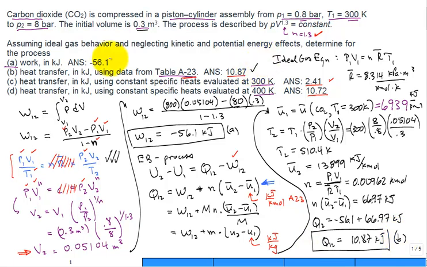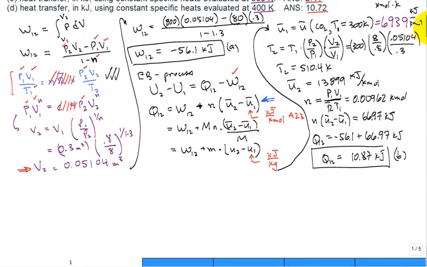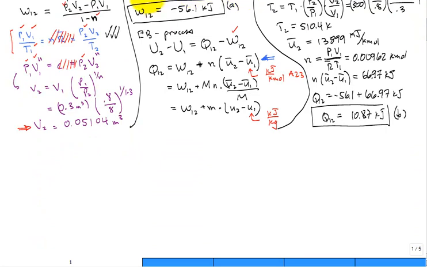So we have the answer for part A, and we use table A23 to get the molar internal energies, and then solve for Q, the heat transfer. Now I'm going to continue this problem with part C, which is to calculate the heat transfer in kilojoules using constant specific heats. I think what I need to do is scroll down, and we'll just write it like this.